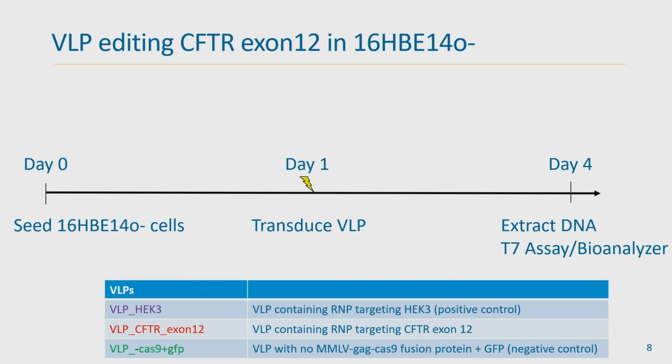For our positive control, we used VLPs targeting the HEK3 site. These are the same VLPs that were published in the Banskota et al. 2022 Cell paper. And for our negative control, we generated VLPs where we replaced the plasmid encoding the Cas9 MMLV GAG fusion protein with a GFP expression plasmid.